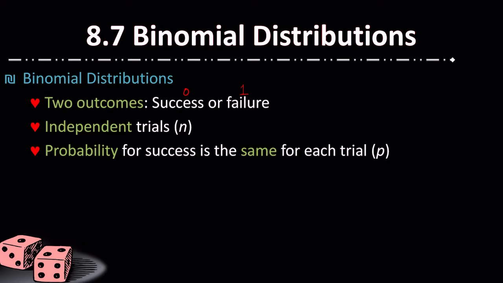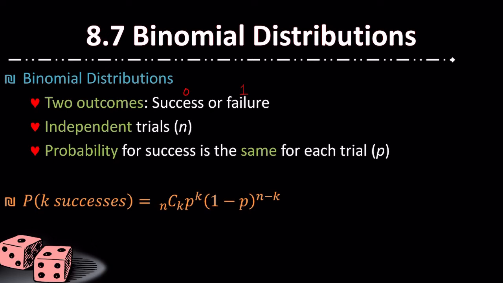Flipping a coin multiple times or whatever. The probability of k number of successes is nCk, p to the k, (1 minus p) to the n minus k. So n is the number of trials, k is the number of successes, the number of times you want to get it correct, and p is the probability of success. This 1 minus p then is the probability of failure.